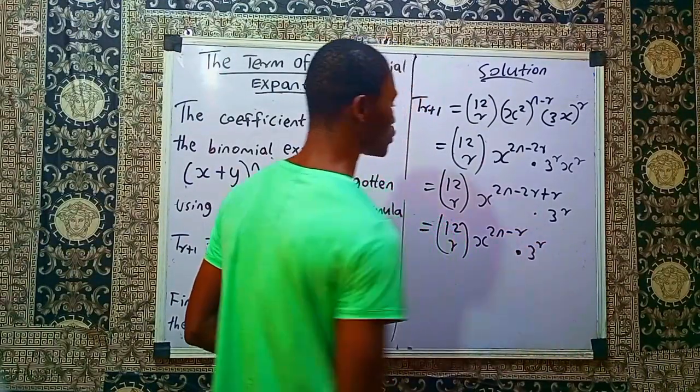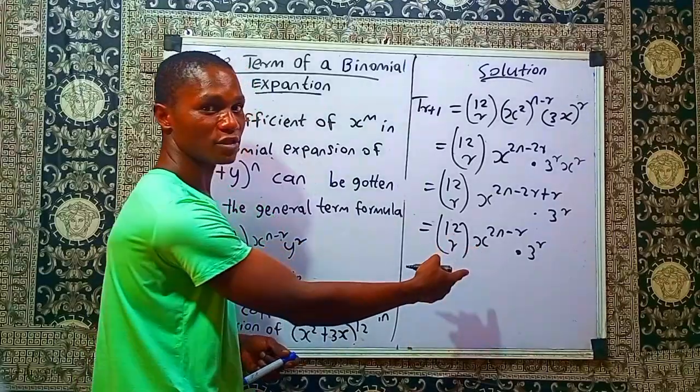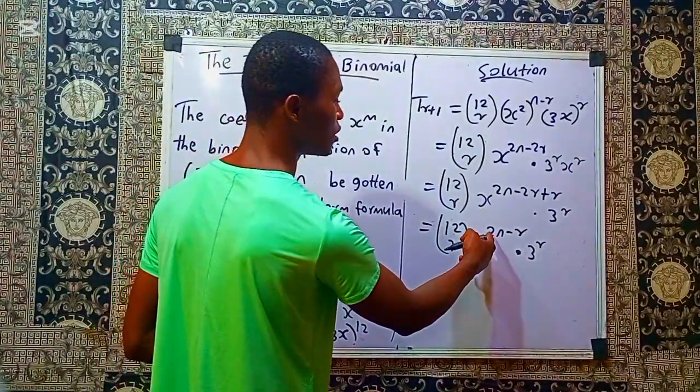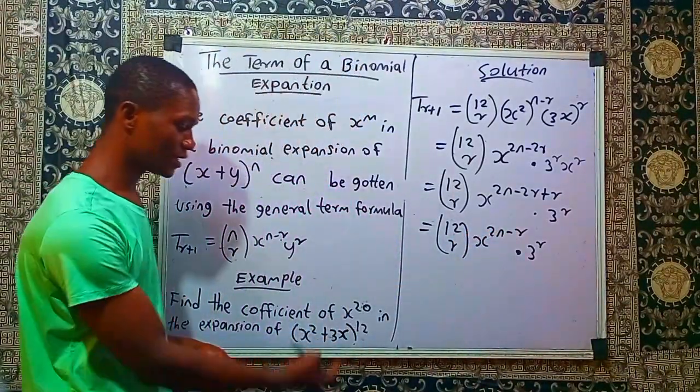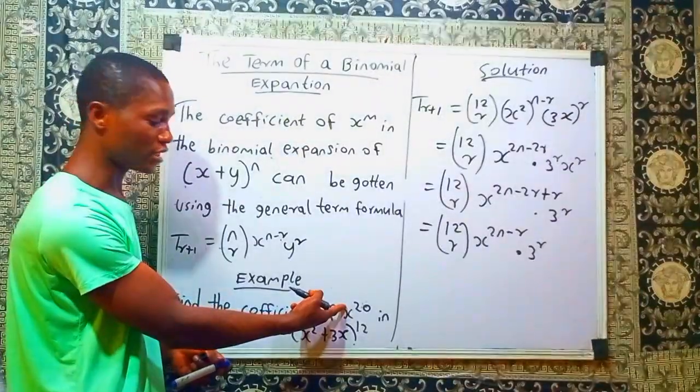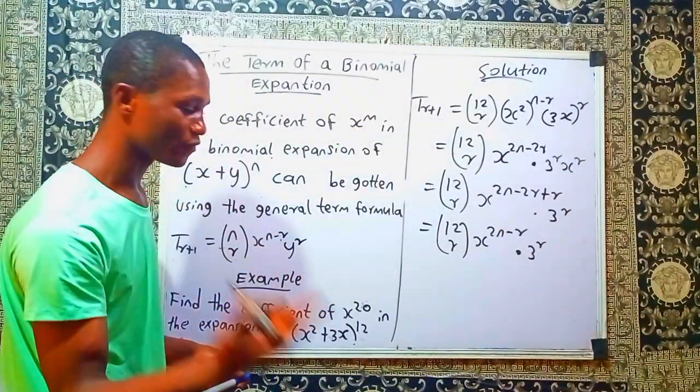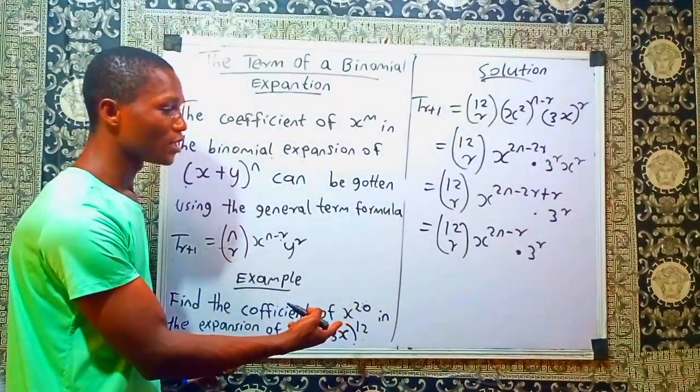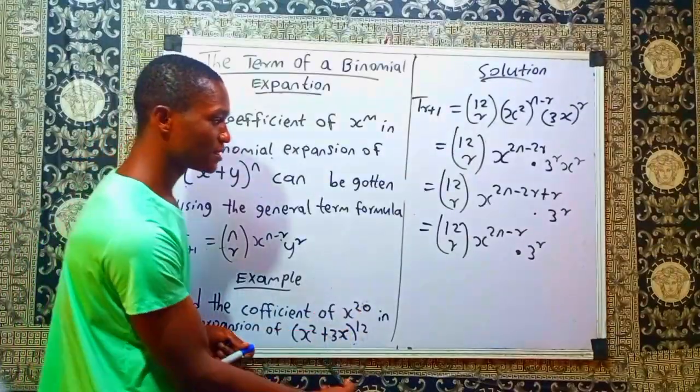So what is the index of x here? The index of x here is 2n minus r. What is the index of x in the one you want to find the coefficient of? The index of x here is what? 20. So it means that 20 is the same thing as what?